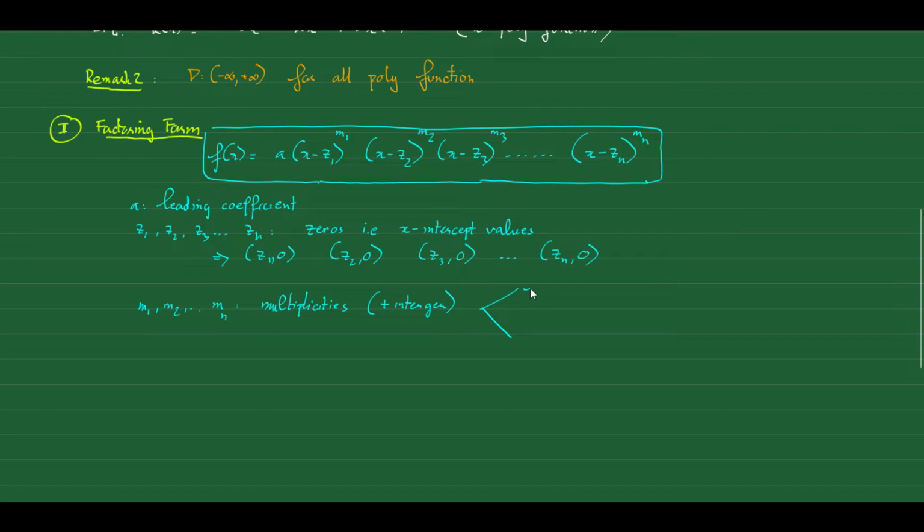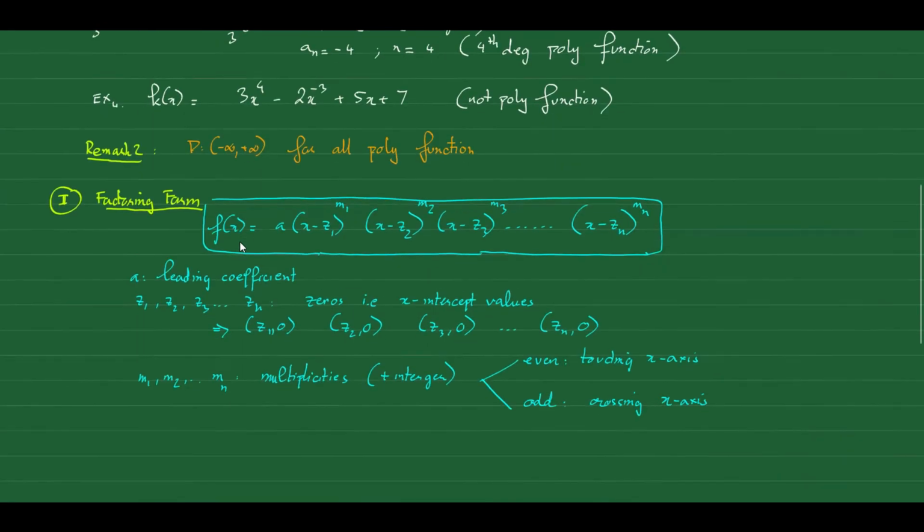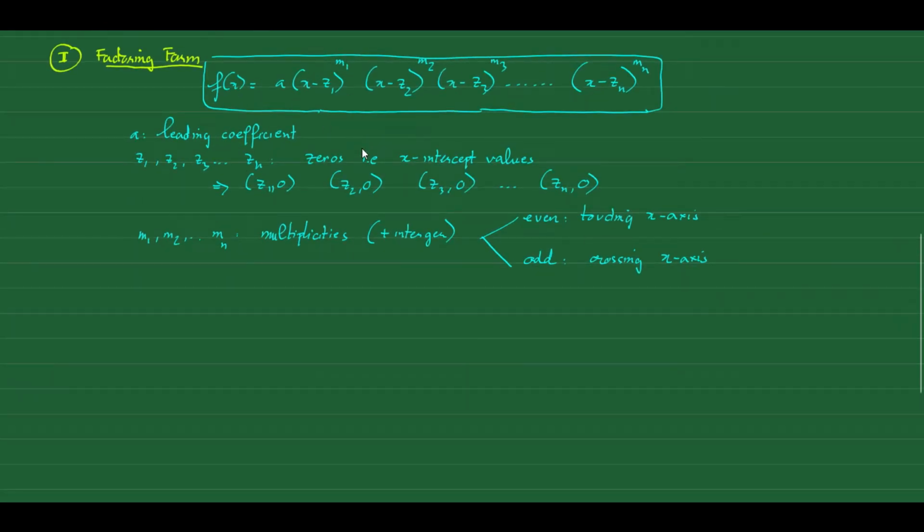If it's even, then the graph of this polynomial function will be touching the x-axis. And if it is odd, then the graph of the polynomial function will be crossing the x-axis. All right. So most of the time, this is a very helpful form. It's much better than standard form, in my opinion, because it's easy for you to find the x-intercept points.